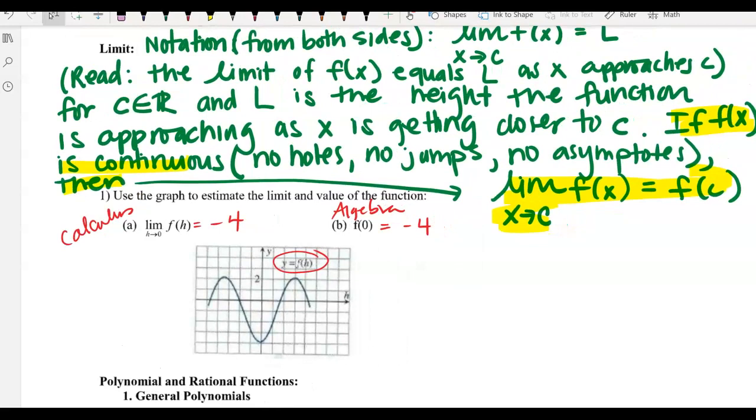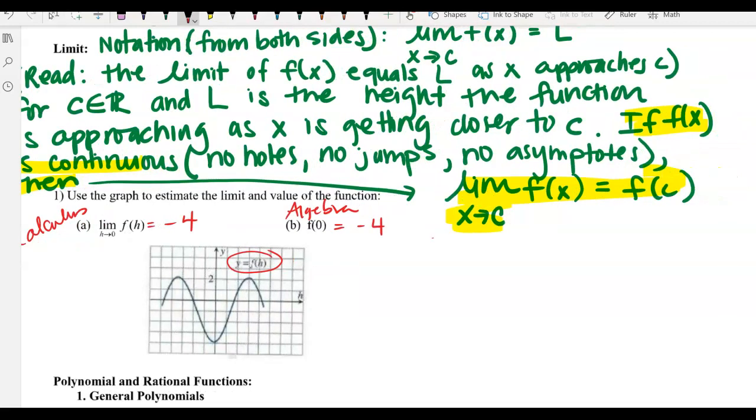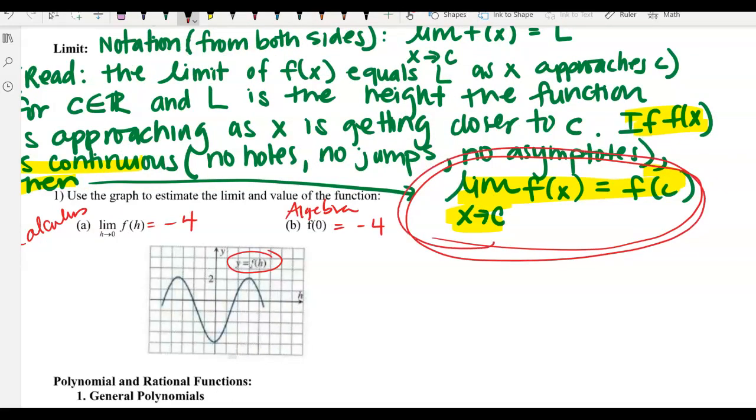So in this case, the algebra and the calculus are the same, and they are the same answer because look at the graph for me. Is the graph continuous? Yeah, continuous means there's no hole, there's no break of any kind. So because it's continuous, can you see that the algebra view and the calculus view should always have the same answer? Okay, all right.